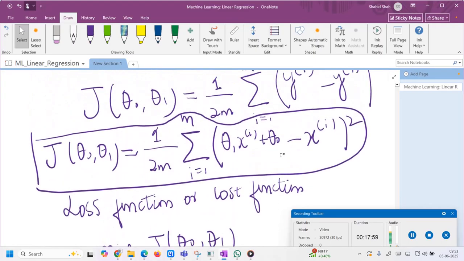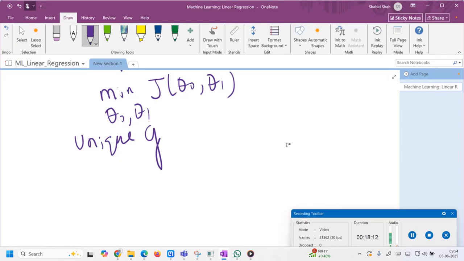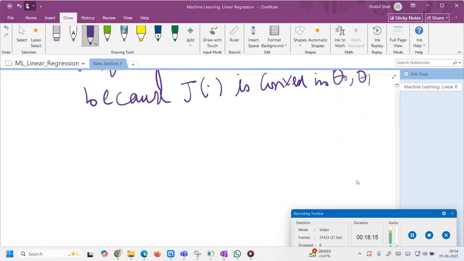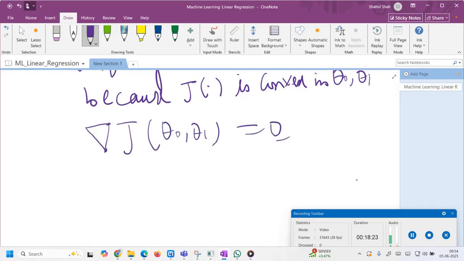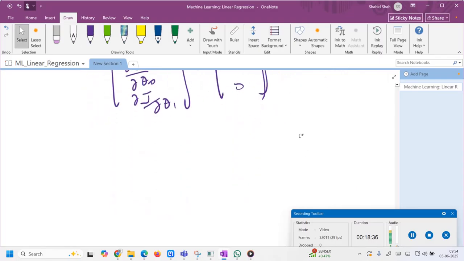Now you know the solution from optimization theory. First of all, let's look at the convexity of this problem. It's a square function of theta 0, theta 1, and hence it will be convex. So it means it has a unique global minimum. And you know the solution: you need to first find the gradient of J of theta 0, theta 1 and put that equal to 0, that is del J upon del theta 0, del J upon del theta 1 equal to 0, 0. Let's find the derivative of J with respect to theta 0, theta 1.